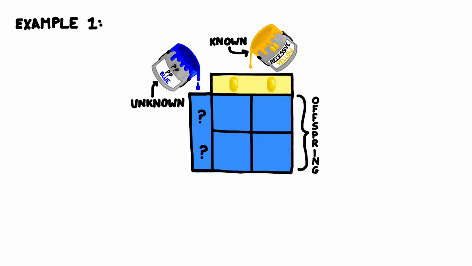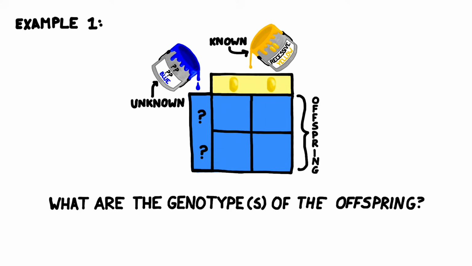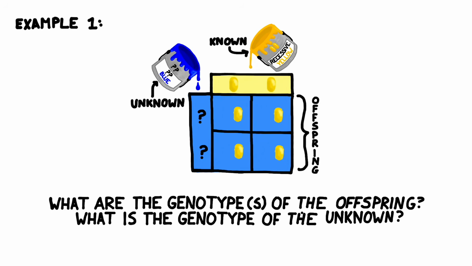To determine its genotype, first ask yourself the question, what are the genotypes of all the offspring? We know that every one of the offspring is going to have at least one yellow allele from the yellow parent. However, because all of the offspring also display the blue phenotype, they must have a blue allele as well. This means that all of the offspring are heterozygous.